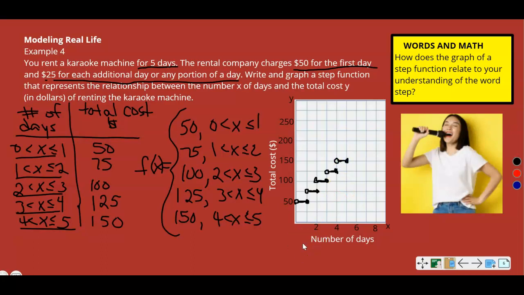All right, so that is our piecewise function. This one is known as a step function. You can see it does look like steps as it goes up. We only have to graph if we want to rent for the first 5 days. So it says write and graph a step function that represents the relationship between x number of days and total cost y in dollars of renting a karaoke machine. If we wanted to rent it for 7 days or 10 days or whatever, you could continue this same pattern and continue to graph those steps as well.